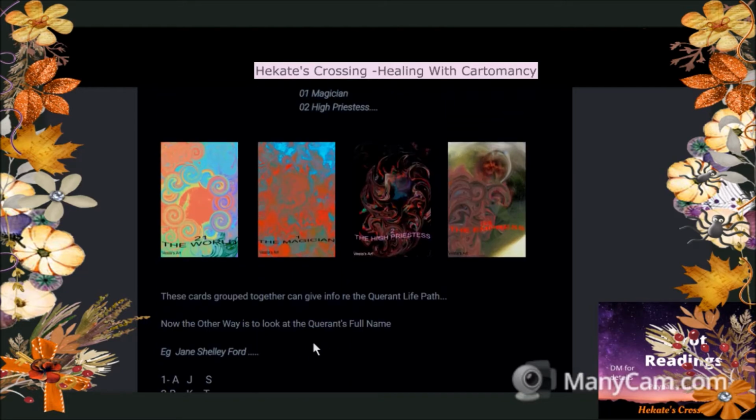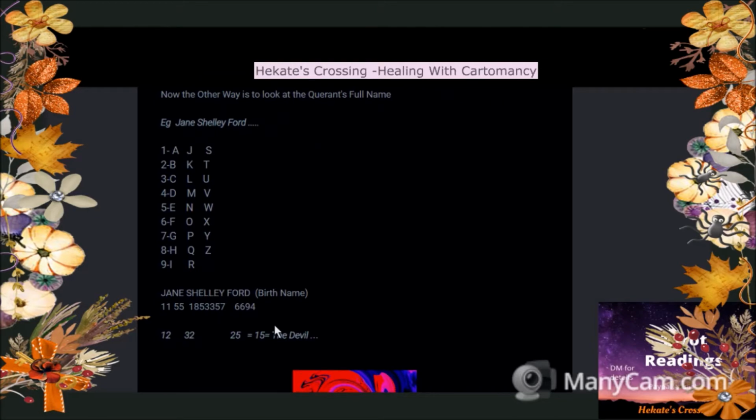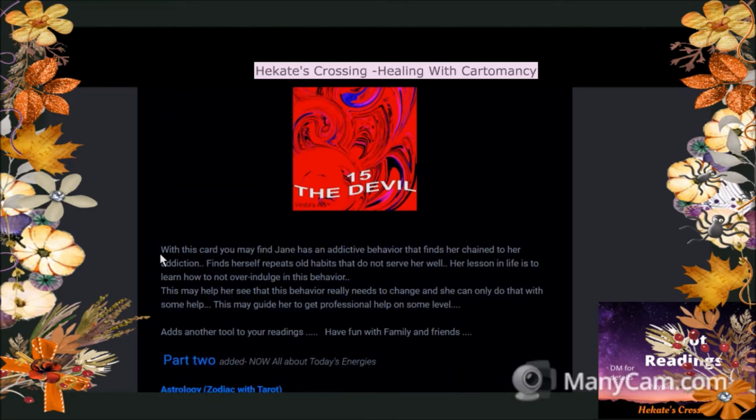The other way I like doing is using your full name. This one here I've used Jane Shelley Ford. So I've gone through and worked out the numbers for each letter, as you can see there, and then what it's adding up to, the Devil, and then looking at the behavior of what this card means.